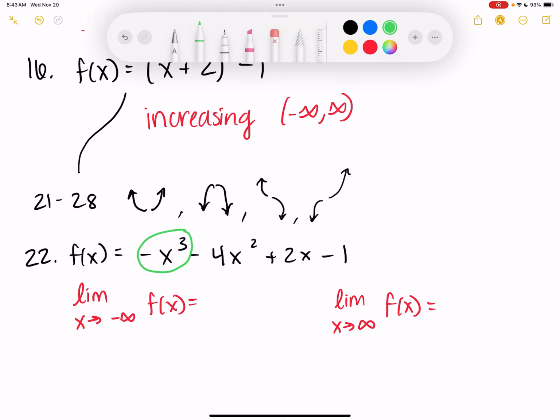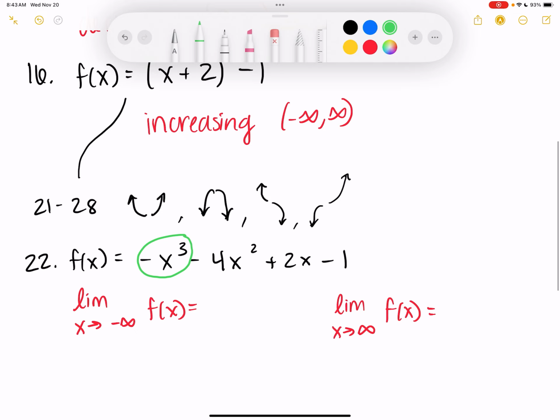And I don't even really care what the number is. Is it positive or negative? Negative, because the negative cubed is going to stay negative. But it's also getting multiplied by a negative. So what is that going to mean? Positive. So this one is going to positive infinity.